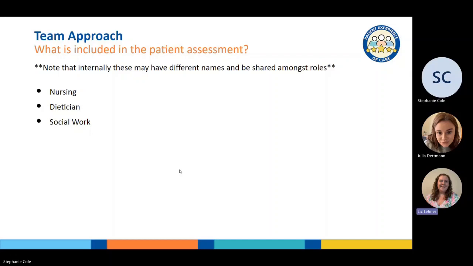In the team approach, what is included in the patient assessment? Note that internally, some of these are probably going to have different names and may be shared amongst different roles. But typically, the nursing assessments include pre-dialysis, intradialytic, and post-dialysis assessments, current and past history and physical review, fluid status, if the patient is alert and oriented, medication history, access check, fall risk, and pain scale.